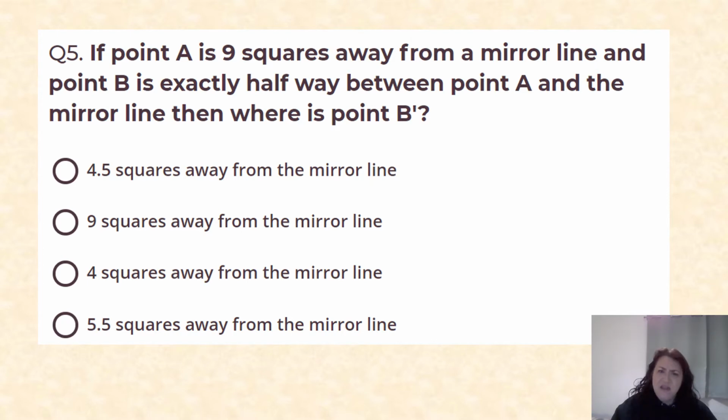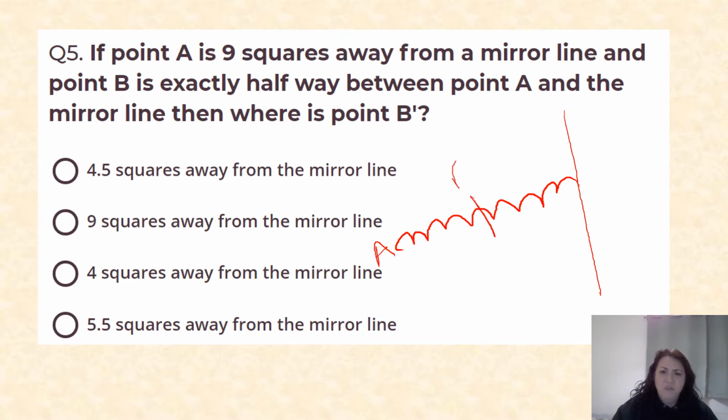If point A is 9 squares away from a mirror line and point B is exactly between point A and the mirror line, then where is point B dash? Oh my goodness, I think I might need a diagram. So point A is 9 squares away from the mirror line. 1, 2, 3, 4, 5, 6, 7, 8, 9. Point B is halfway. Oh, what's half of 9? It's 4.5, isn't it? 1, 2, 3, 4. It should be there. So that's point B.